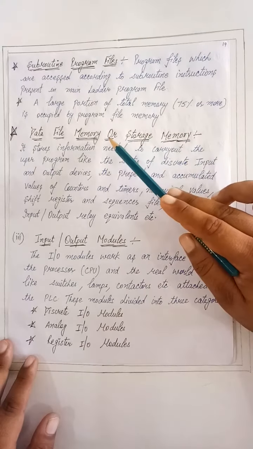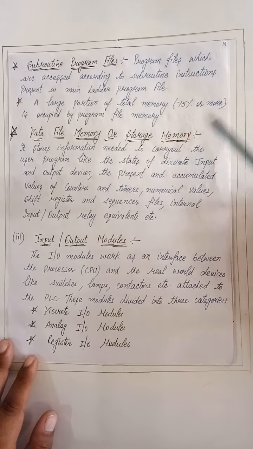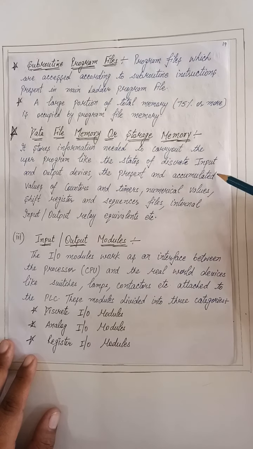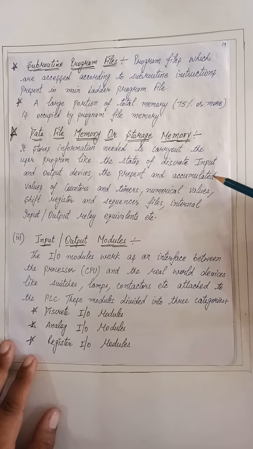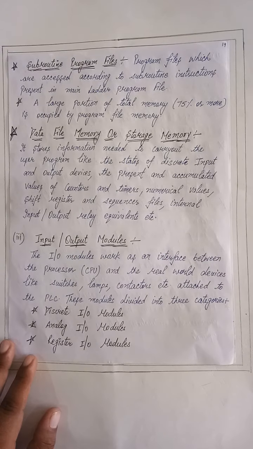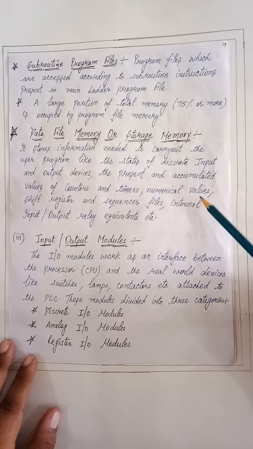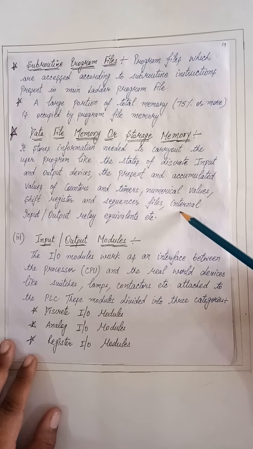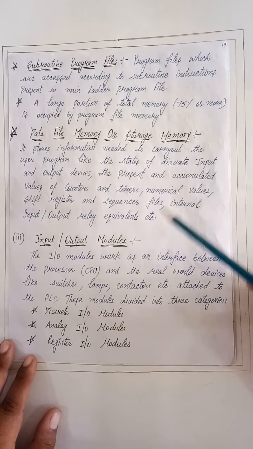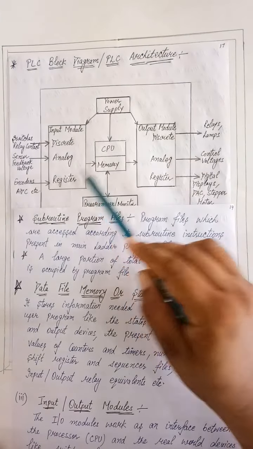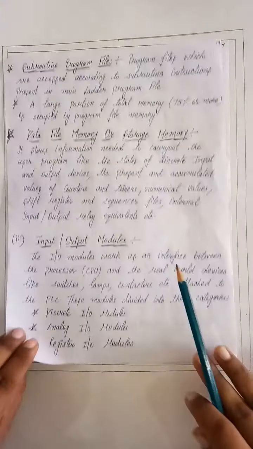Next is the data file memory or storage memory. It stores the information needed to carry out the user program, like the states of discrete input and output devices, the present and accumulated values of counters and timers, numerical values, shift registers and sequencer files, internal input output relay equivalents, etc.